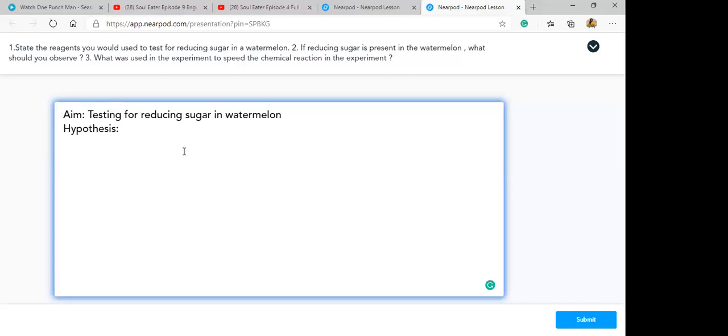The hypothesis. It said to use if and then when writing. Remind me of what the hypothesis is again, sir. When you're writing the hypothesis, you're saying if. Now you're testing for reducing sugar in watermelon, so you are saying if this is in watermelon, then this will be observed. You follow?